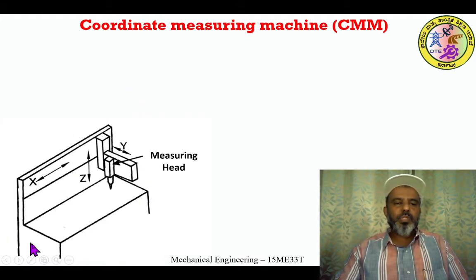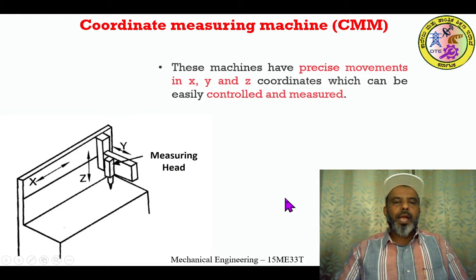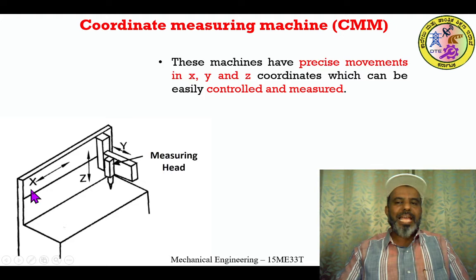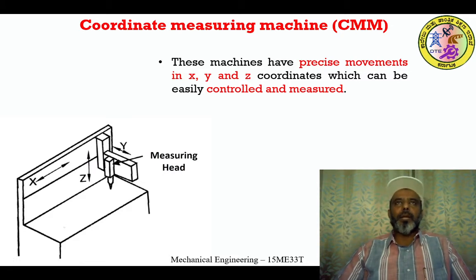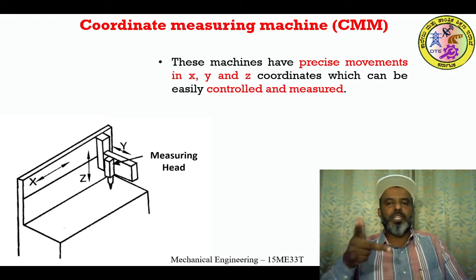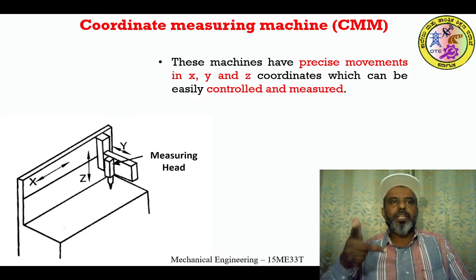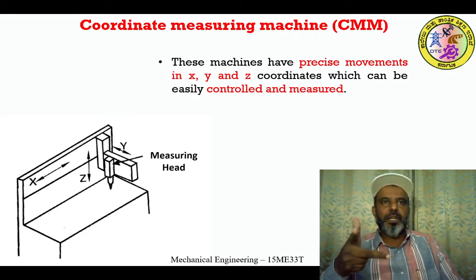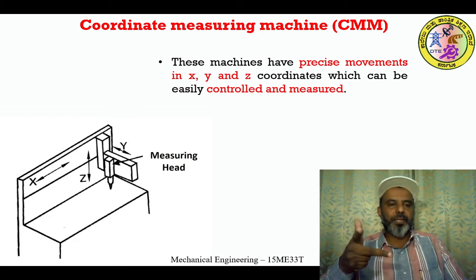And this shows the schematic diagram of a coordinate measuring machine. These machines have precise movements in X, Y and Z coordinates, which can be easily controlled and measured. It has three mutually perpendicular axes, and on each axis we can have a control, and on each axis the distance can be easily measured.